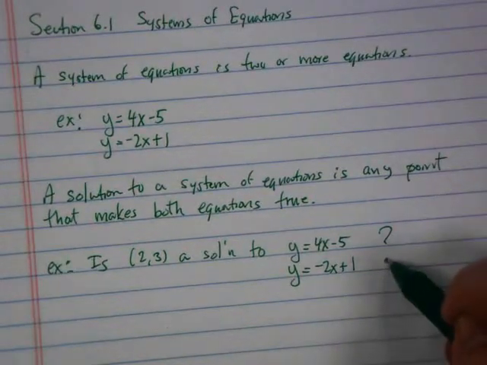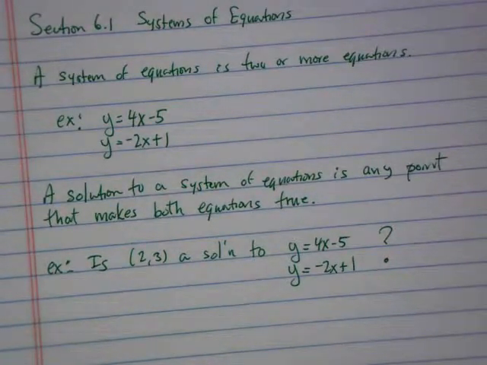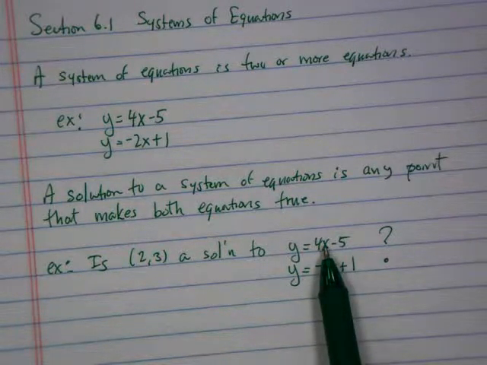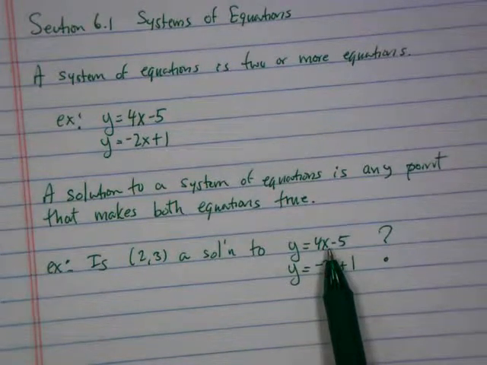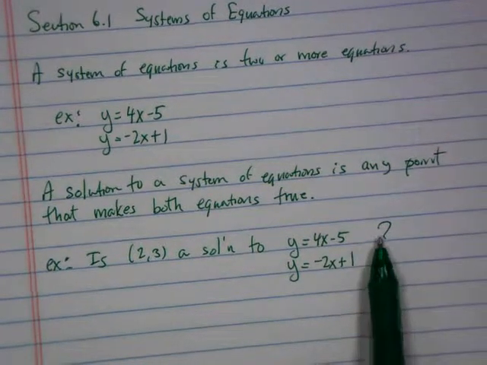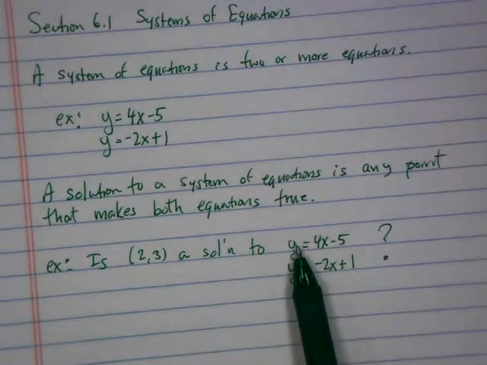Yes or no question. You got a 50-50 chance of being right. Yes. And your answer would be yes. Why do you say yes? Because if you plug the 3 in for y and the 2 in for x, they both solve. All right, so let's try it. If I plug the 2 in for x in the first equation, I get 4 times 2. That's 8. 8 minus 5 is 3. So it works for the first one.